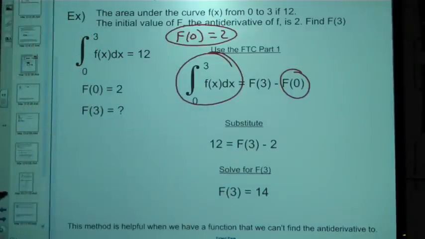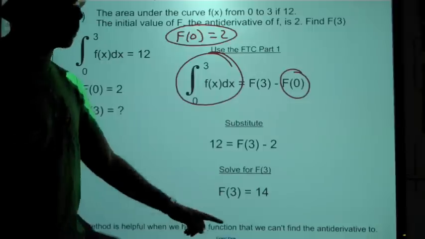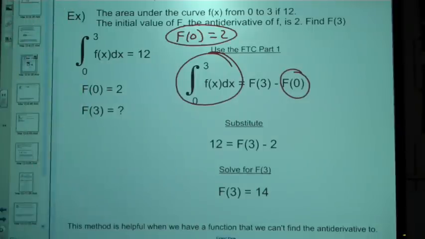Again, the other way we would do this, we'd have to find the antiderivative, solve for C, and then figure out that point. But we don't have an equation here, so we can't find the antiderivative. This method is helpful when you can't find the antiderivative.